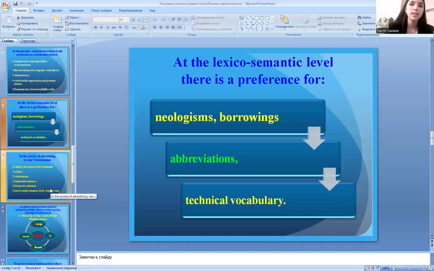At the lexico-semantic level, there is a preference for neologisms, abbreviations, technical vocabulary, borrowings. If the advertisement emphasizes the product's quality or the origin abroad, borrowings would be the best choice for it. The most frequent ones in English advertising are from French and Spanish, mostly for wine, food, cosmetics, clothing. They increase the romantic and mysterious atmosphere in the advertising text and are intended to express the exoticism of the products.